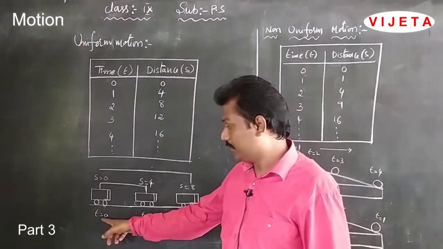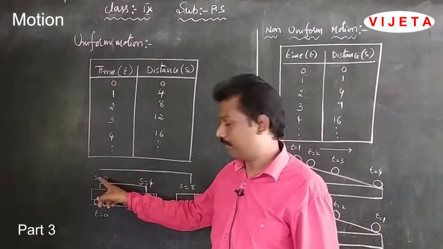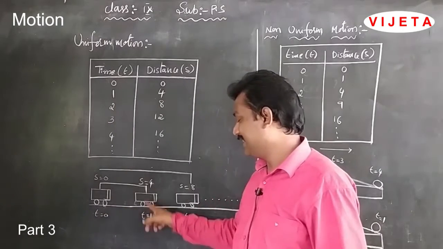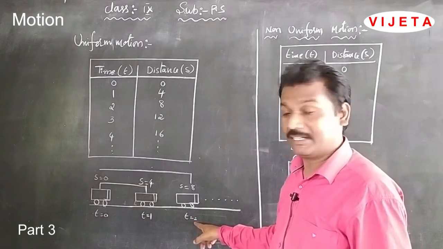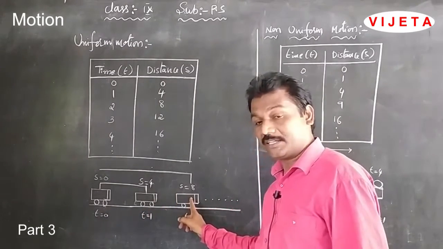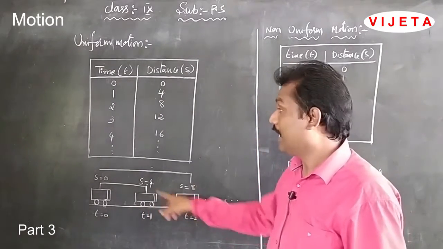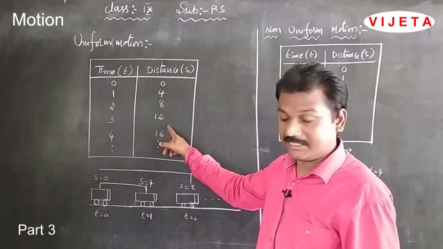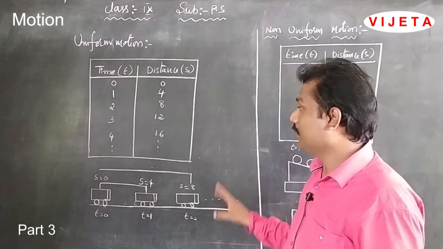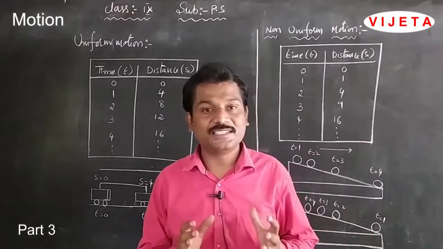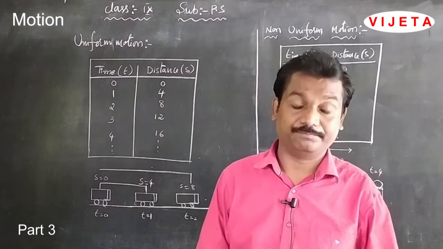That means at 0 seconds it is at 0, so there is no distance covered. After completion of 1 second it covered 4 meters. After completion of 2 seconds it covers one more 4 meters, that means 4 meters plus 4 meters is 8 meters. After completion of 3 seconds it covered 12 meters, 4 plus 4 plus 4. Here we can observe the body is covering equal distances in equal intervals of time.